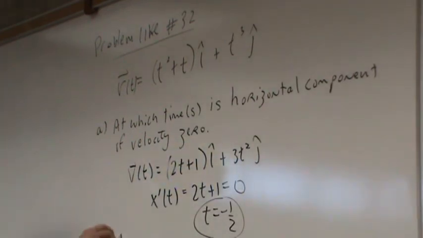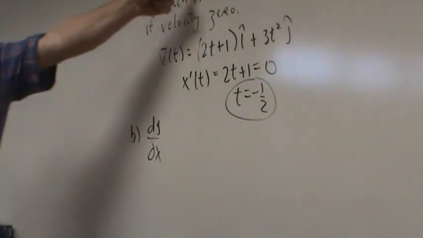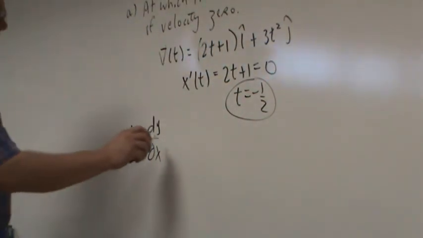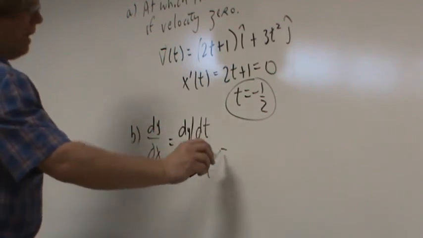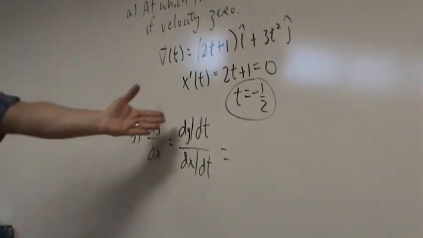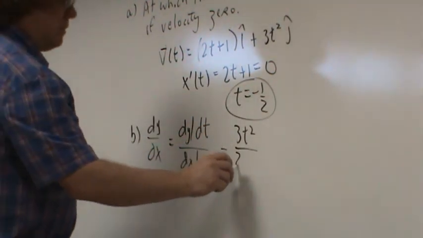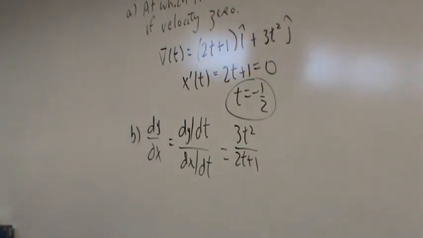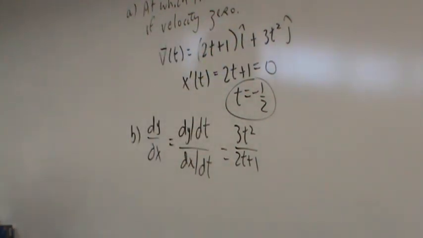Next, they're going to want an expression for dy dx. And I got to tell you, if they want dy dx, you're going to have to treat this like parametric. dy dx, you're going to revert to parametric. Because remember, a vector valued function is just a convenient way to express parametric. So I'm going to do this dy dt stuff. So I'm going to have 3t squared over 2t plus 1. There's my expression for dy dx in terms of t. Just the derivative of the y component over the derivative of the x component with respect to t.